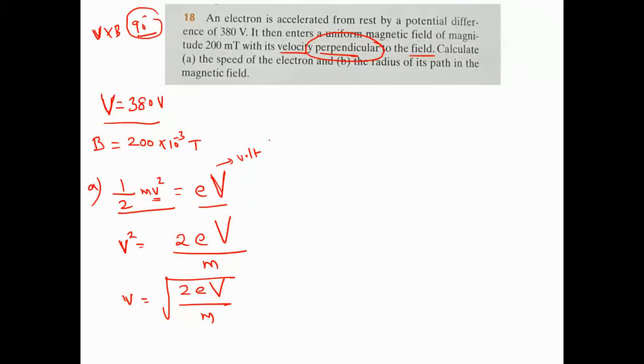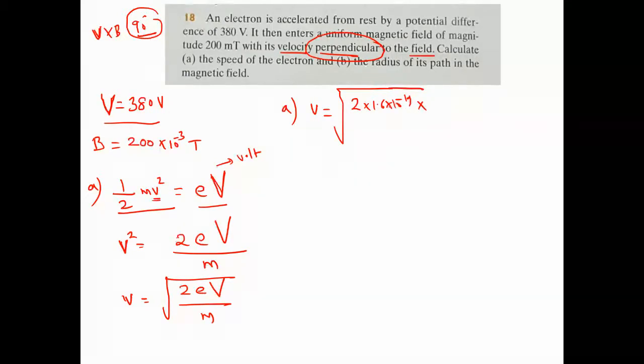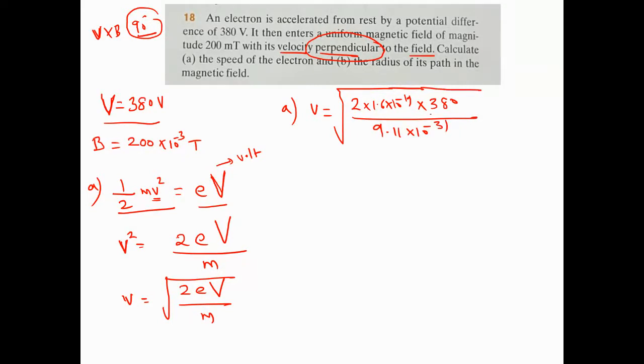So for the first question, I'm going to substitute the values here: square root of 2 multiplied by 1.6 multiplied by 10 to the power of minus 19 multiplied by the capital V, which is nothing but 380 volt, divided by the mass of the electron, which is given as 9.11 multiplied by 10 to the power of minus 31. Could you please tell me the answer?